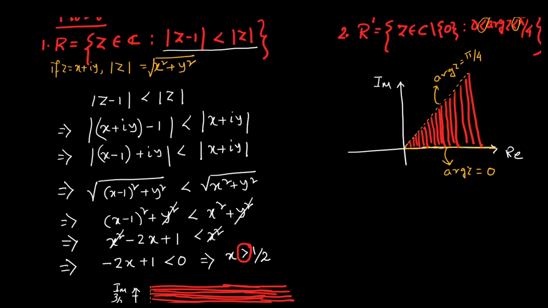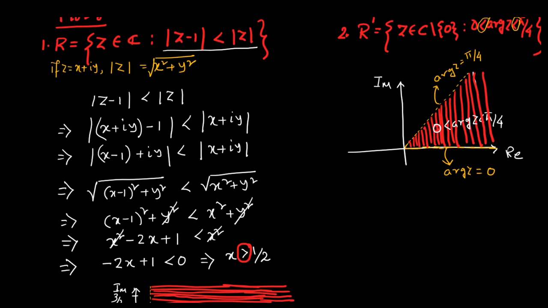So this is the region where 0 is less than argument Z, less than pi by 4. It spans the entire side, and if I plot it this way, this region spans in this intercept. So this is my region, 0 less than argument Z, less than pi by 4. This is how we can plot regions in a complex plane depending on their arguments.